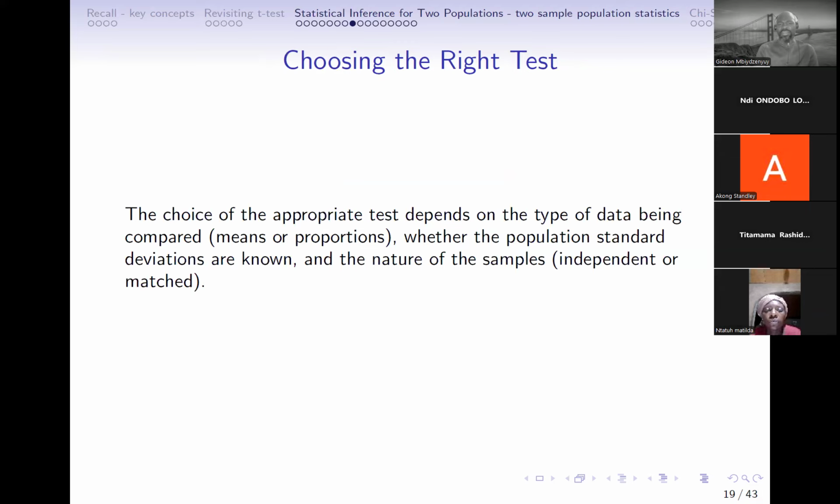So the choice of the appropriate test will depend on the type of data that we're using. Are we talking about comparing the means or the proportions, as we've seen, the different choice of the test that we want to conduct? If we're talking about the mean or the proportion, whether the population standard deviation is known, and one additional criterion is, are they matched or independent samples?